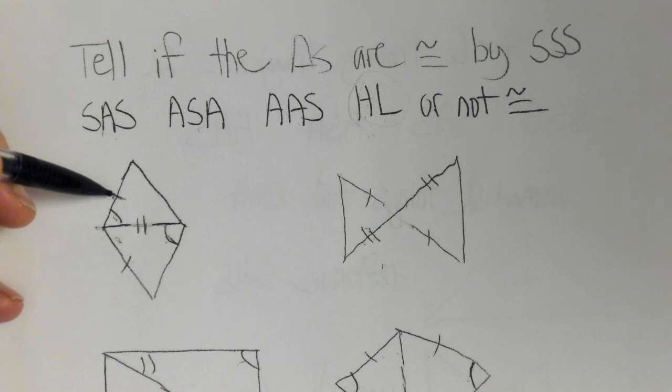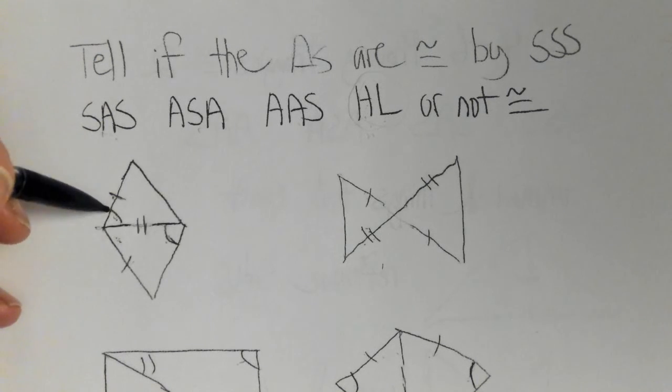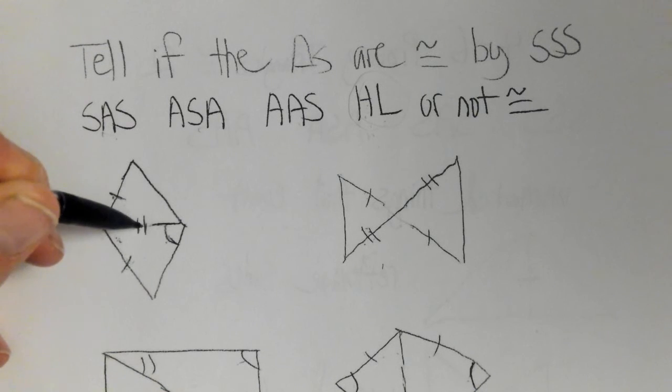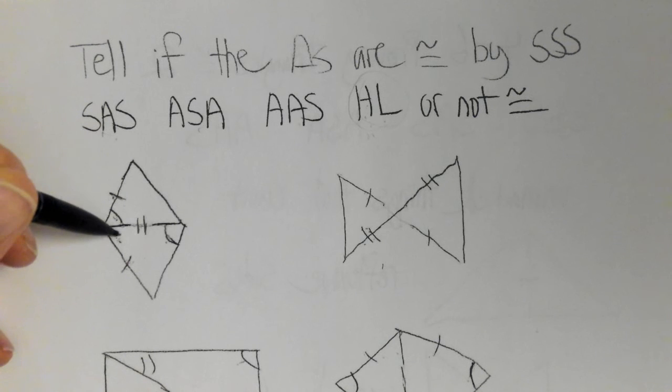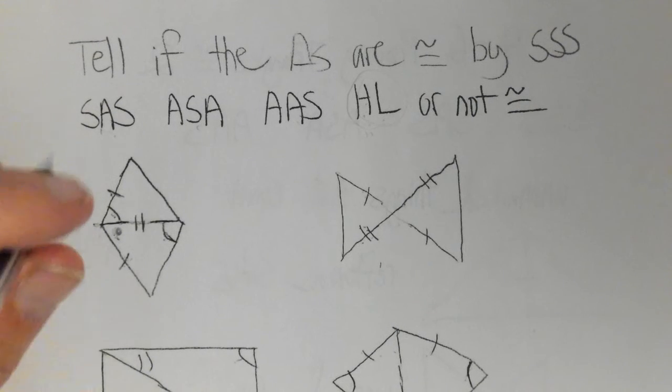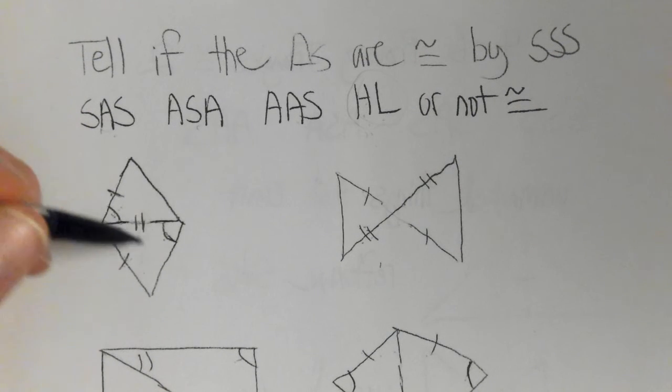The pattern we have on top is side, angle, side. It's the included angle. The pattern that we have on the bottom is side, side, angle. You don't have the included angle on the bottom triangle. The included angle in the bottom triangle would be here. And so since that's the case, the patterns don't even match.